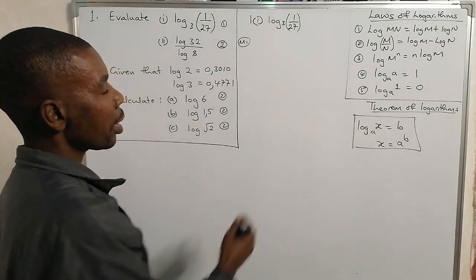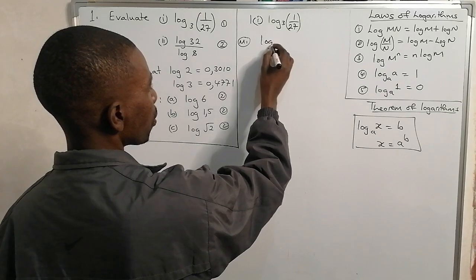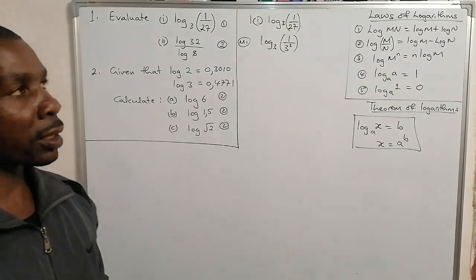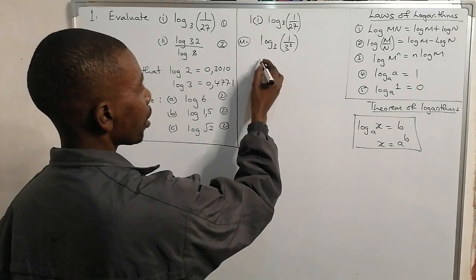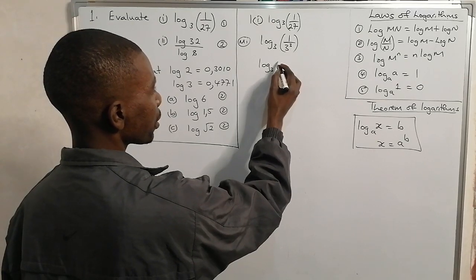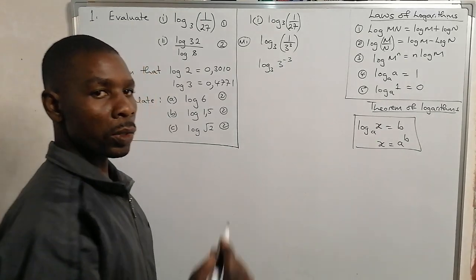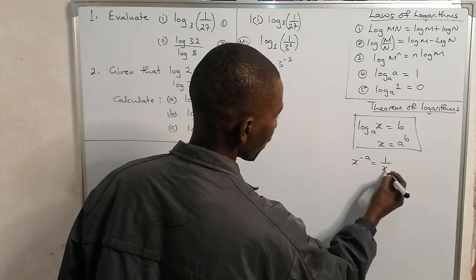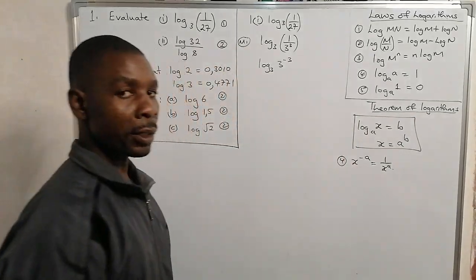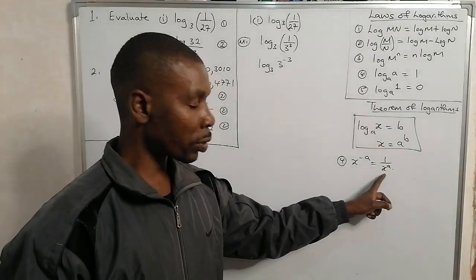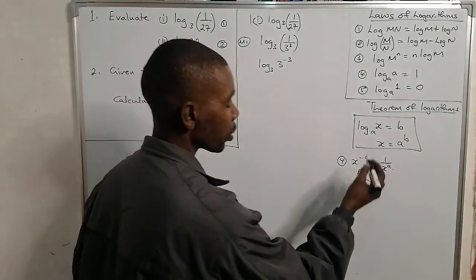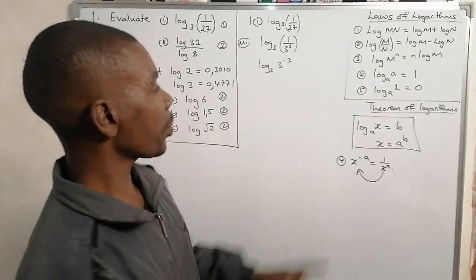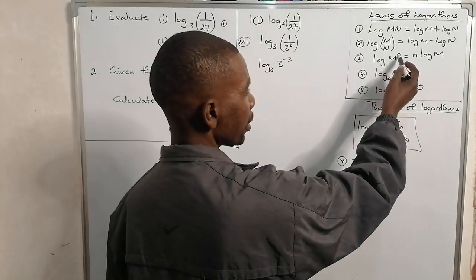Let's use both methods. Method number 1. Here we can rewrite this as log base 3, 1 over 3 to the power 3. Remember, 27 is the same as 3 to the power 3. Then log base 3, this is 3 to the power negative 3, using laws of indices. Remember, x to the power negative a is the same as 1 over x to the power a, law number 4 under indices. If we are given 1 over x to the power a, we can rewrite this as x to the power negative a.